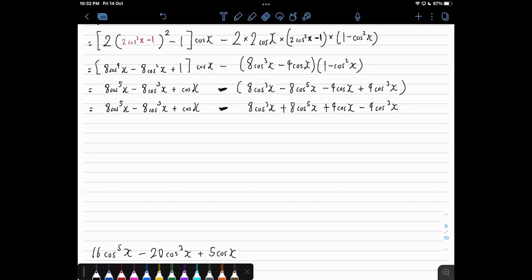Is that okay? Clear so far? Good. Then we combine like terms. 8 copies of cos 5, 8 copies of cos 5. That's 16 copies of cosine power 5x. Minus 8 copies of cos cube.